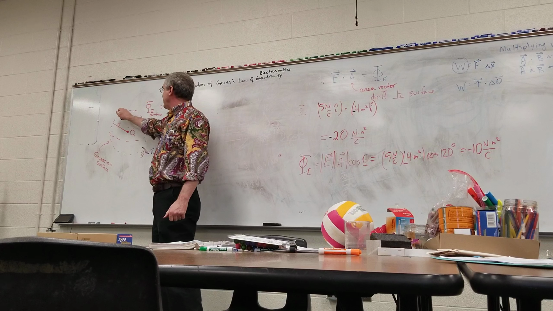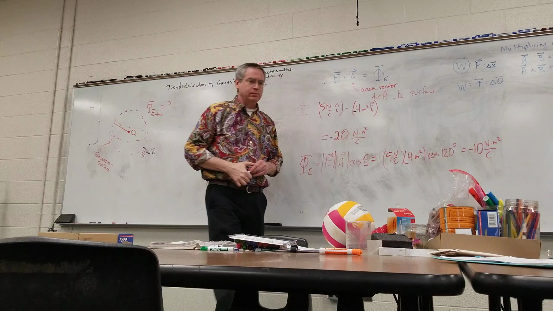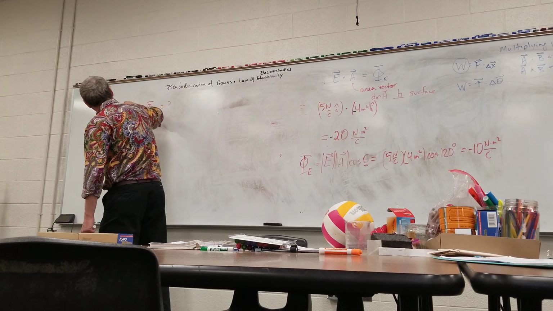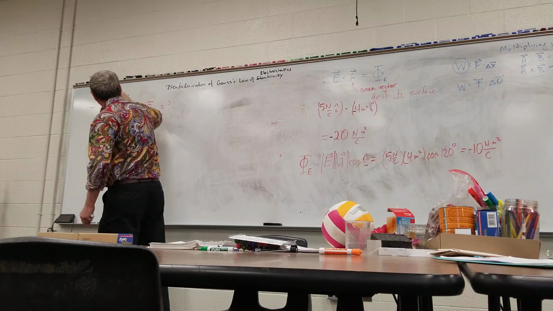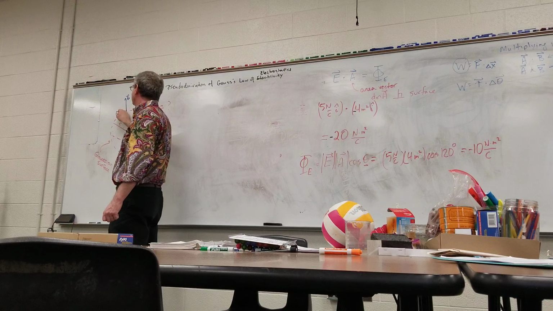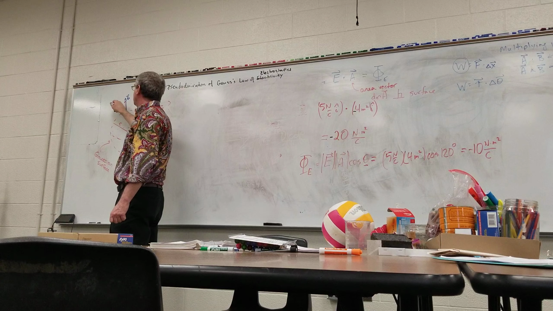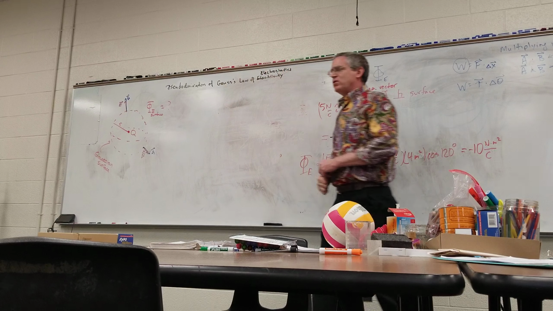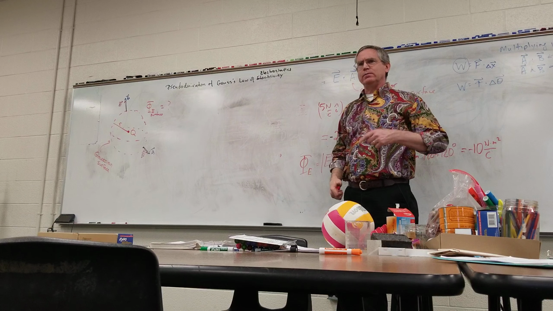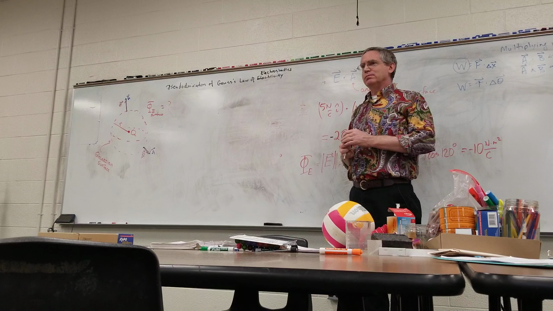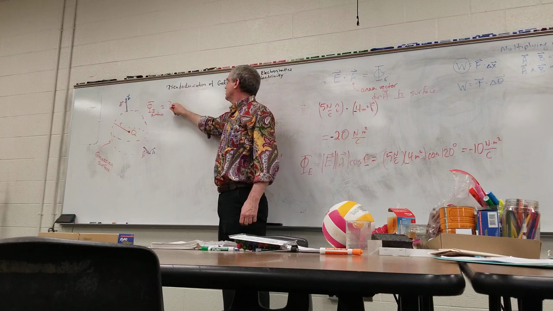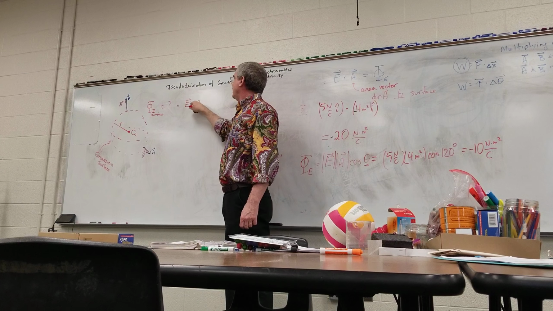What about at this point right here? What's the direction of the area vector? What's the direction of the electric field? No matter where you are on the surface, the area and the electric field are always in the same direction. And so my electric flux is E dot A.